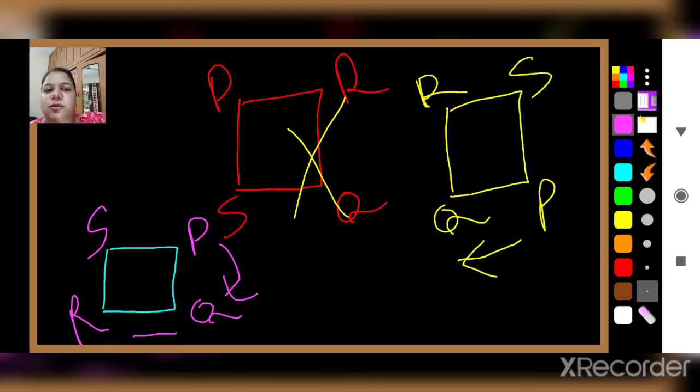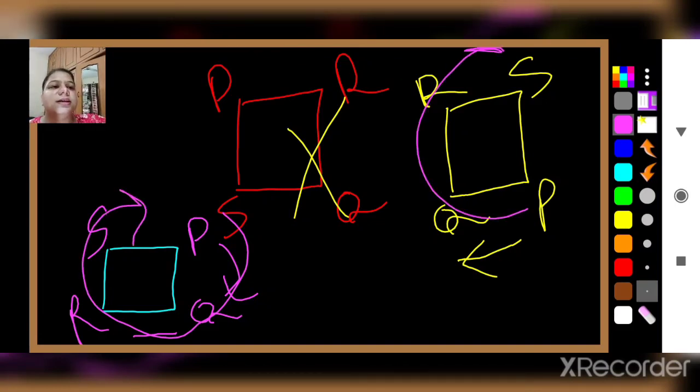Here you can check we have moved in cyclic order. Here also we have moved in cyclic order. We have not gone diagonally. So this was the way to draw a quadrilateral, and drawing a quadrilateral is an easy task for you. But the main thing you need to remember is how to name a quadrilateral. So this was all about how to name a quadrilateral, right?